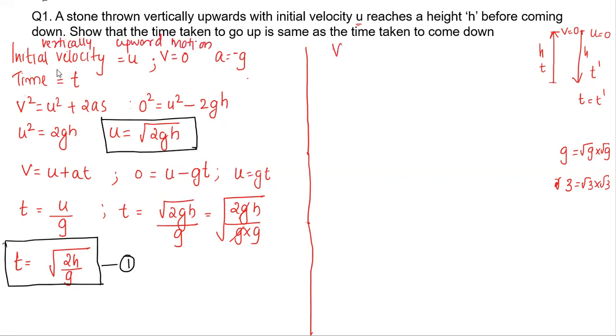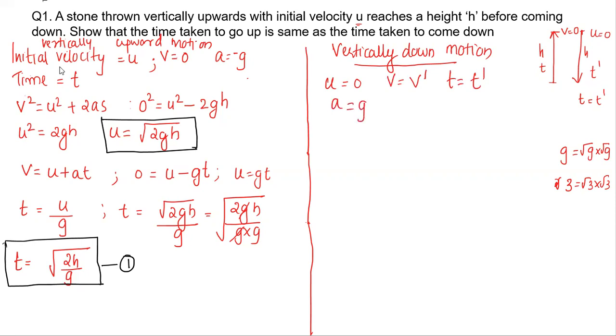Now for vertically downward motion, that means the object is coming down. What is the initial velocity? Here, initial velocity u is equal to 0. Final velocity we don't know, let it be equal to v dash, because already we took final velocity as v. So I put here v dash. Time t is equal to t dash. a is equal to g, because the object is moving in the direction of gravity.